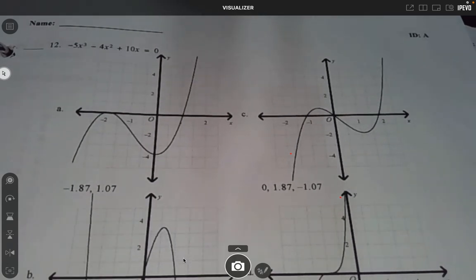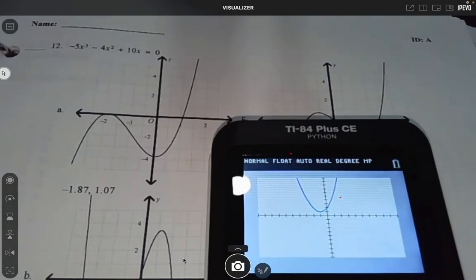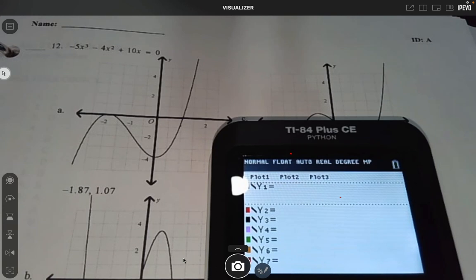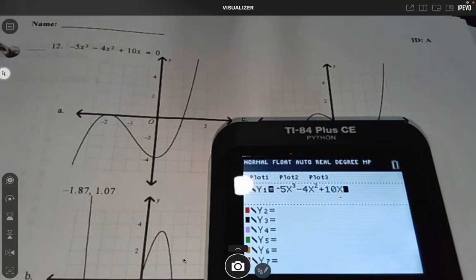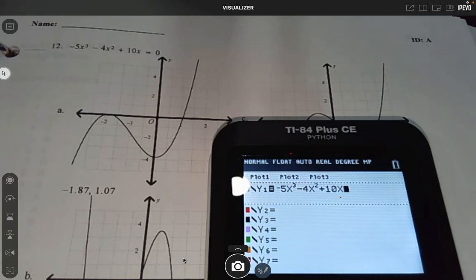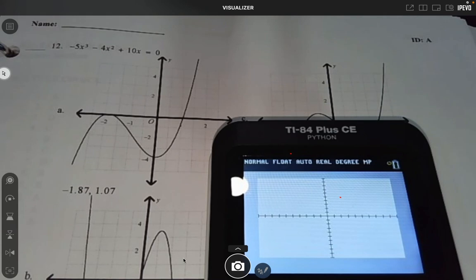So we will graph it and then we will find our answers. So I will press y equals and I'll do negative 5x to the third minus 4x squared plus 10x. Okay, the equals 0, that's what I'm trying to find. That's the roots, that's the zeros. And then I'll press graph.